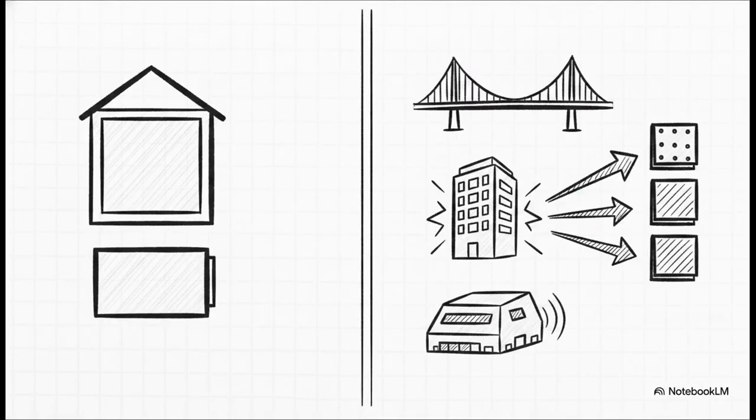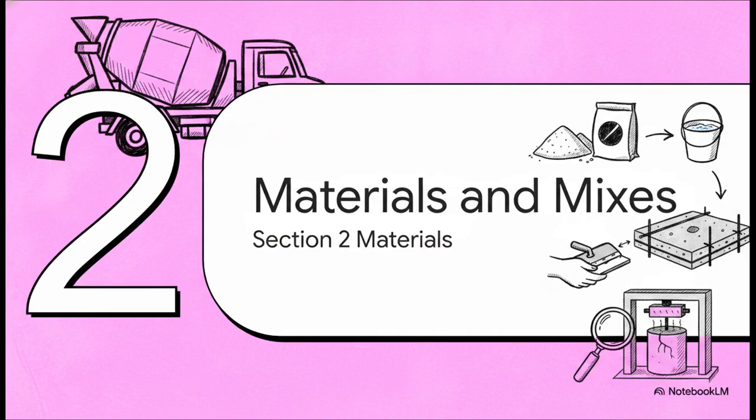But here's the catch. It is equally crucial to know what this code does not cover. Highly specialized projects, things like arches, bridges, blast-resistant structures, or earthquake-resistant buildings, they all require their own dedicated codes. You just can't use IS 456 in isolation for those. Instead, you have to pair this general standard with specific specialized codes to ensure bulletproof safety for those complex, dynamic loads. Moving right along to Section 2, Concrete Materials and Mixes, covering materials, workmanship, inspection, and testing.